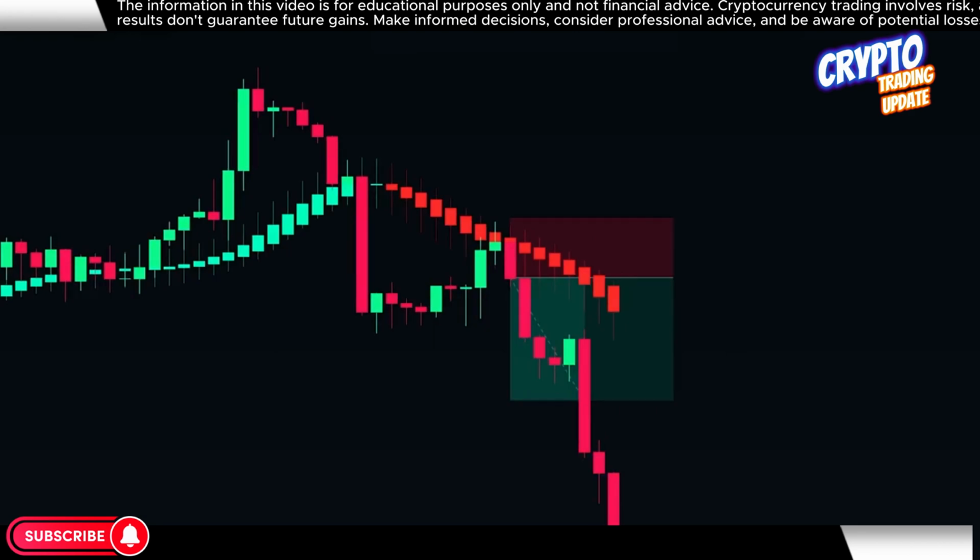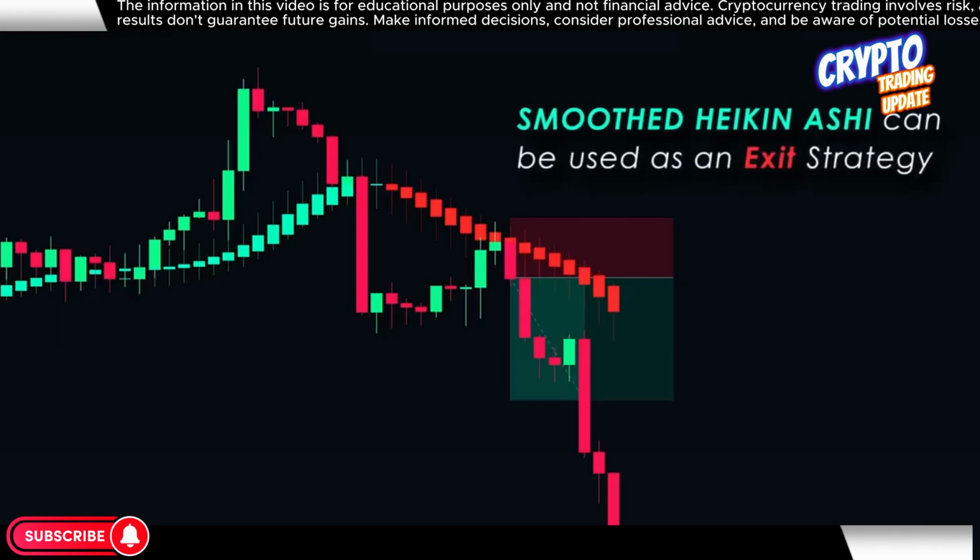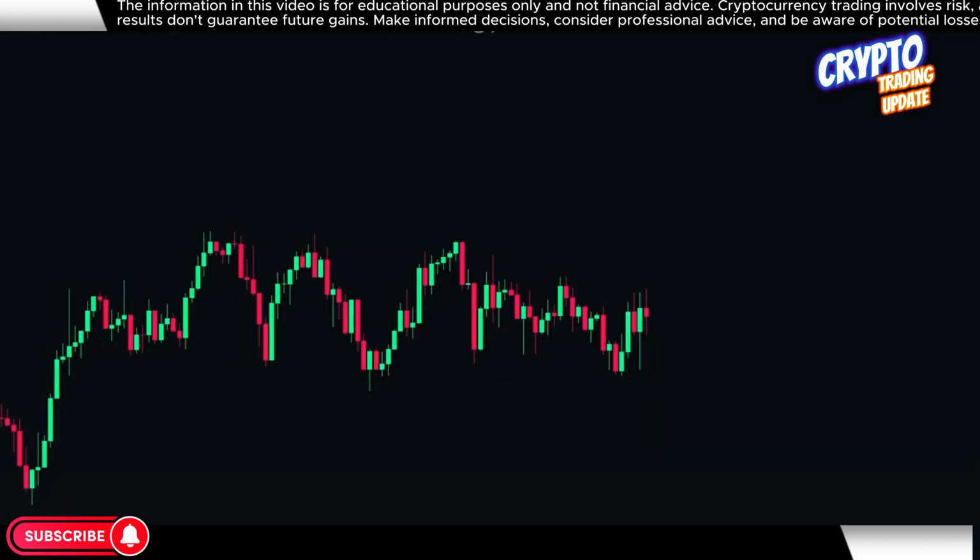Now, aside from using it as an entry indicator, you can actually use the smooth Heikin Ashi as an exit indicator as well, specifically a trailing stop loss indicator. By using its ability to analyze the strength of an existing trend, it could be an effective tool if you want to keep your winners running and maximize your profits in a trade. So, here's a strategy example.